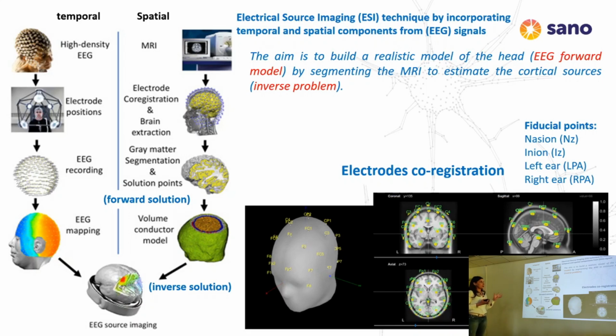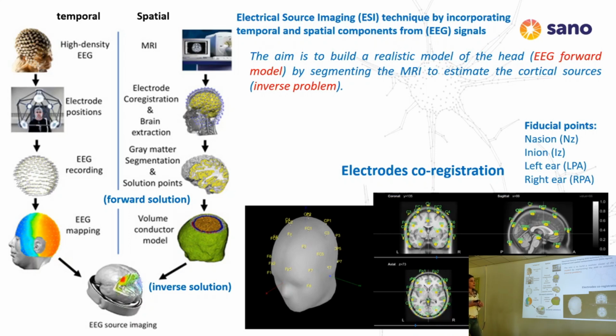The aim of this process is to build a realistic head model by segmenting the MRI to estimate the cortical sources. And to do that, we need the EEG recording, the 3D electrode positions on the head, and anatomical data that can be the subject's MRI or a template. Then a model of the head and a source model.